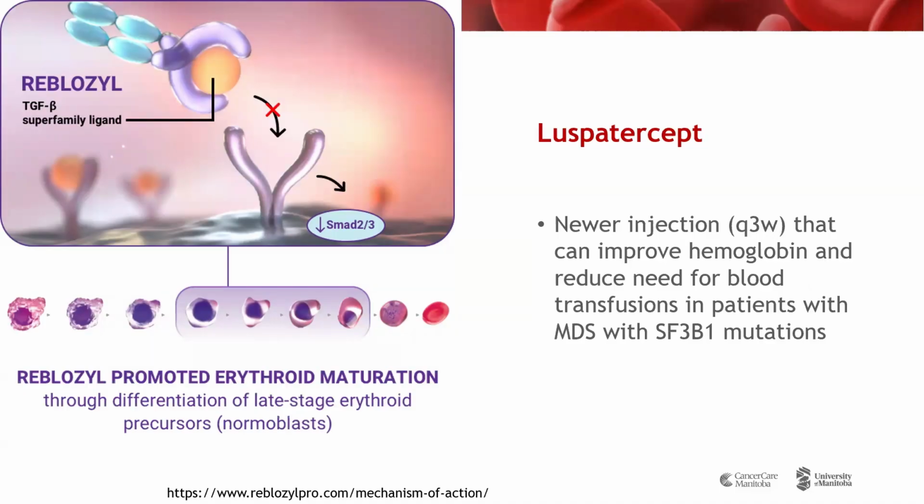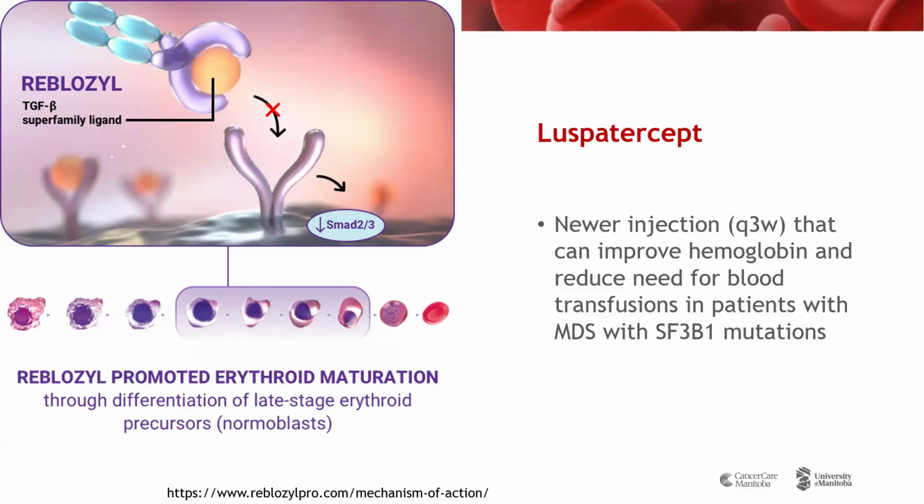Luspatercept, another long word that starts with L. So this is a subcutaneous injection. This is also something that we have in our arsenal for lower risk MDS. And this medication is primarily used in a lower risk MDS subtype called MDS with SF3B1 mutations.